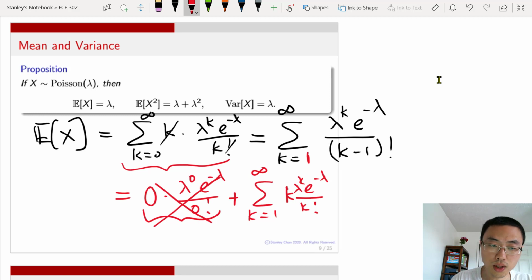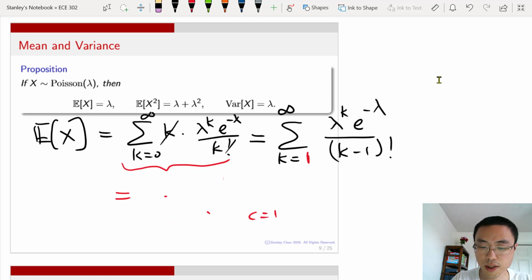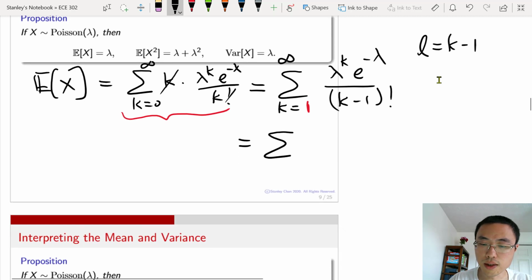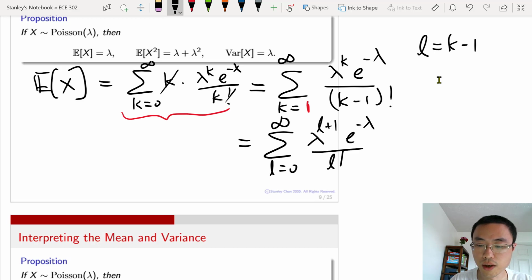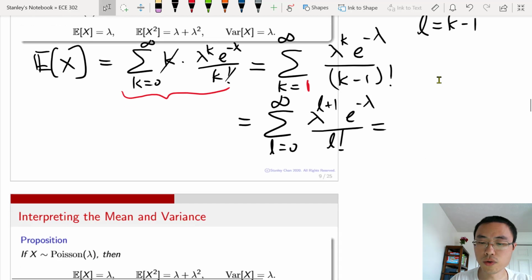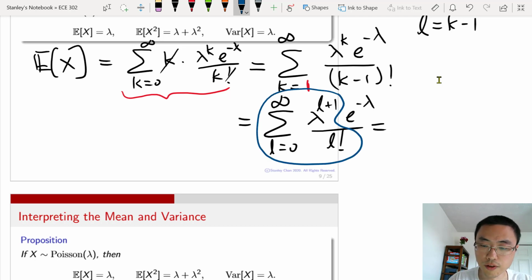All right. So now, if you follow this, then the remaining computation is not too hard, because here you can do a substitution. You can say that I let L equal k minus 1. Then here you will get L equals 0, and you will still sum to infinity. And then here you have lambda to the power L plus 1 e minus lambda and then L factorial. And so now you can ignore this e minus lambda because this is a constant with respect to the summation.